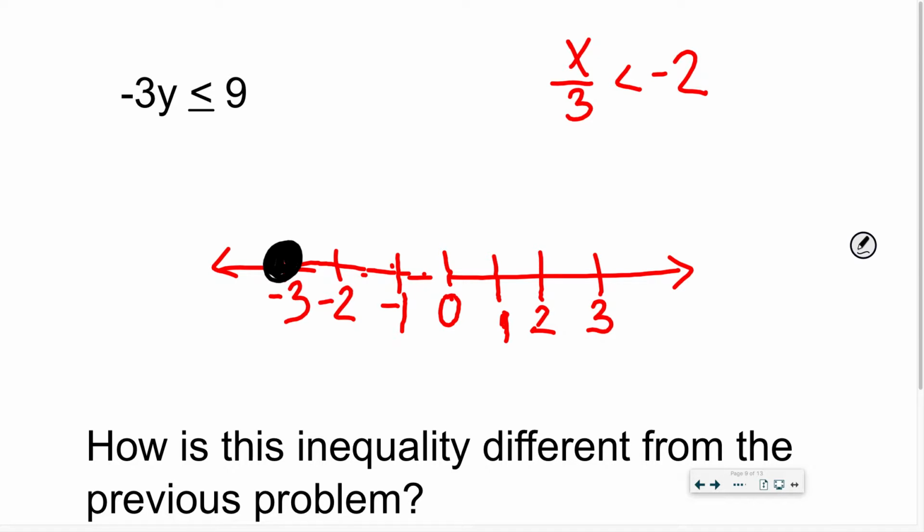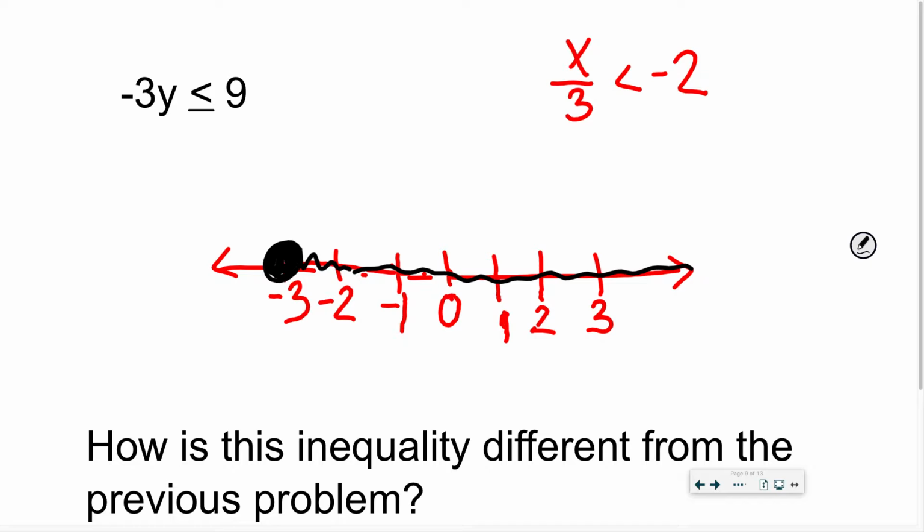So we know negative 3 works. That's why I'm shading that as a closed circle, because that's equal to this. And then we can just shade this way. All right, so that just shows us right now what we know will work. That is our solution set in a graph.